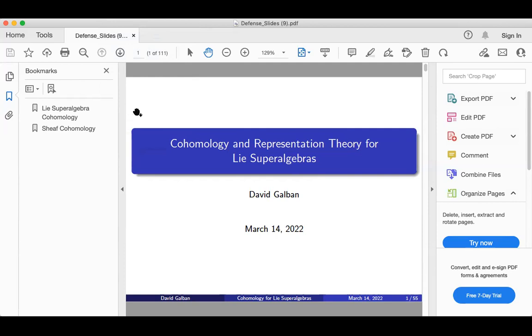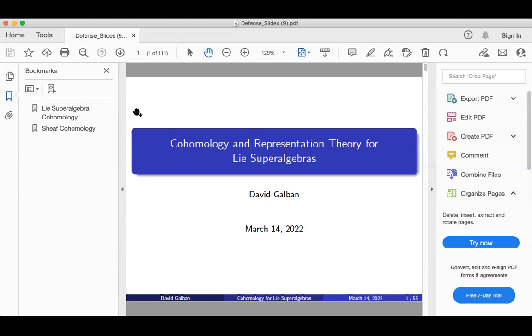And so yeah, like Tamana said, my talk is going to be on the cohomology and representation theory for Lie superalgebras. Before I start, I just want to give an outline of what the talk is going to be like. There are going to be two main sections of the talk.